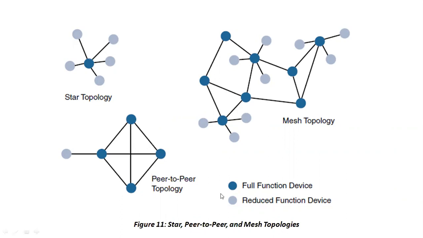Here these nodes appearing here are called full function devices. Full function devices means they have more work or more load. And here these nodes are called less function devices or reduced function devices.